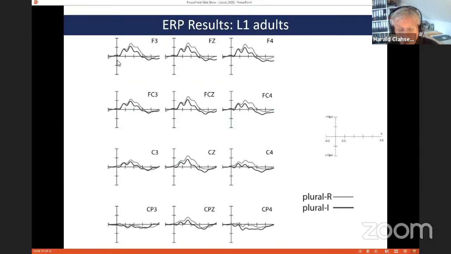So what we see here is an enhanced negativity. What we are comparing is the regular plural to the irregular plural condition, when they were presented with feed ducks and feed geese, for example. This is the adults, L1, and we see an enhanced negativity for the regular condition from approximately 300 milliseconds onwards, mainly on fronto-central sites. For the singular condition, there was no difference between these two, right?